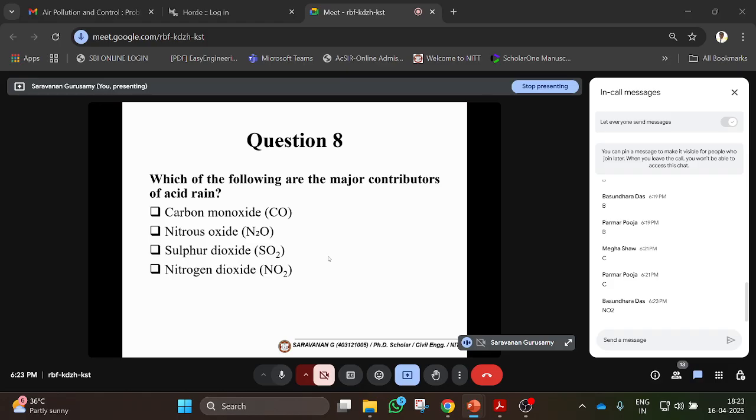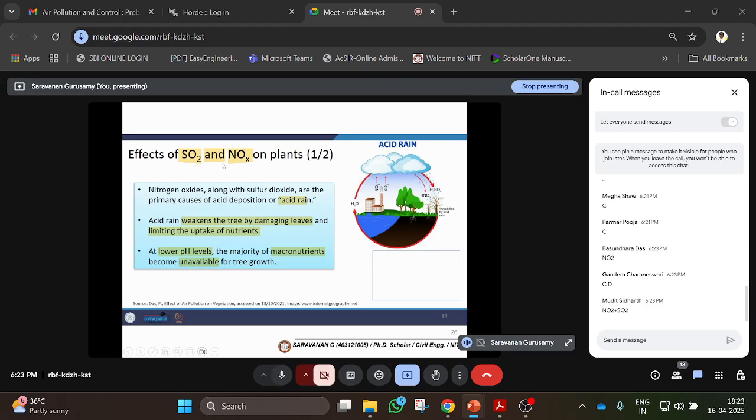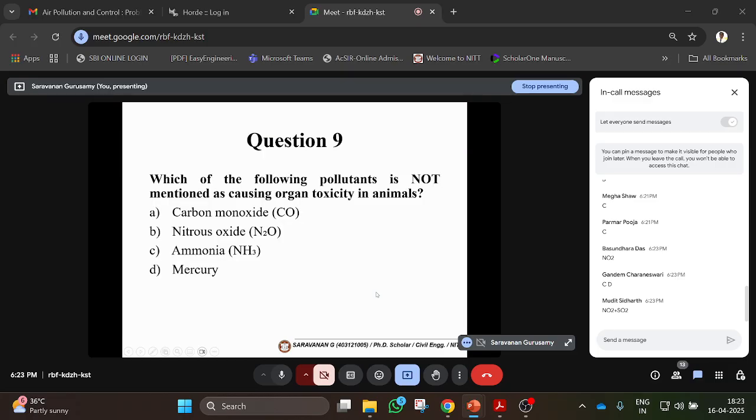HNO3 and H2SO4. So HNO3 will be from NO2 and H2SO4 will be from SO2. So answers C and D are correct. Please check your answer, ma'am. So SO2 and NO2 will contribute to acid rain. Not only NO2, NO and NO2 both. That's why they are calling it NOx. SOx and NOx. Whenever they fall on the earth's surface, they will affect the leaves of the plants and also the hydrosphere by affecting the fish.